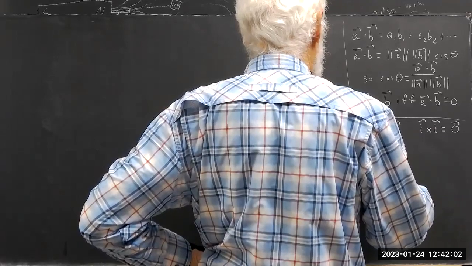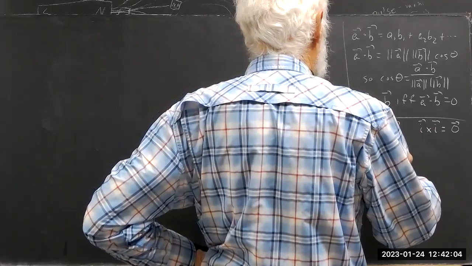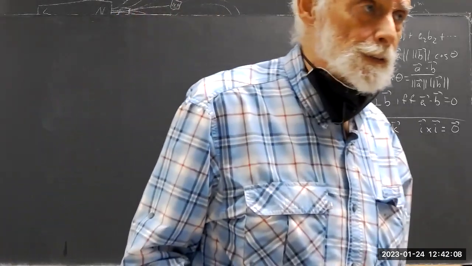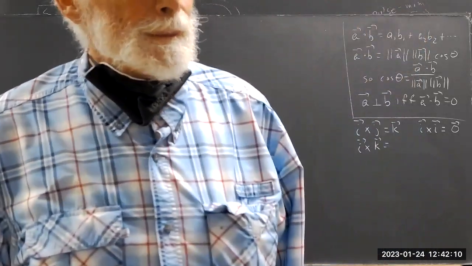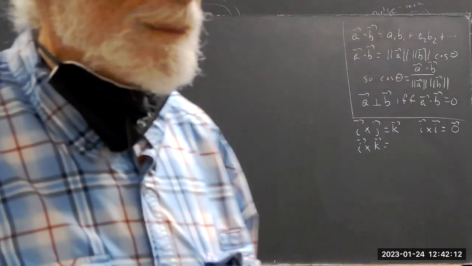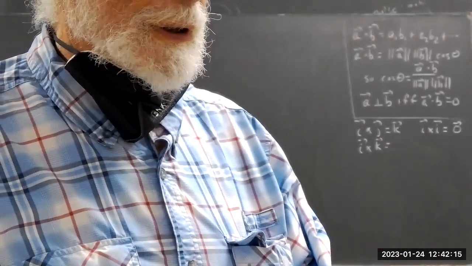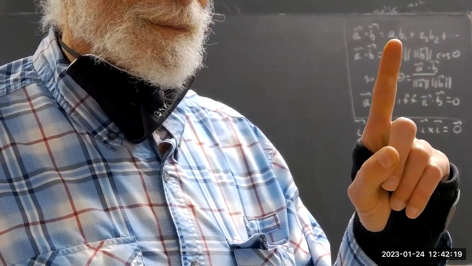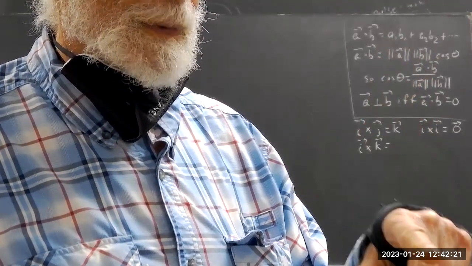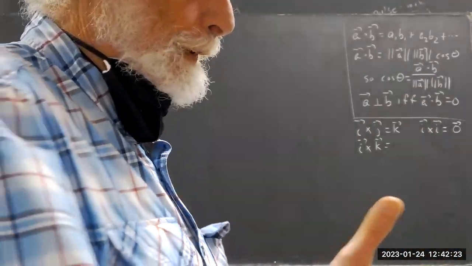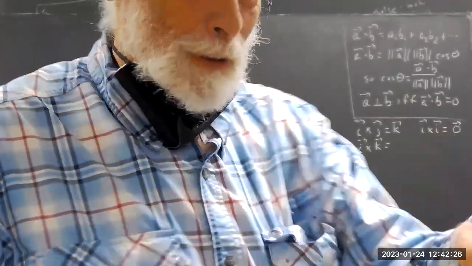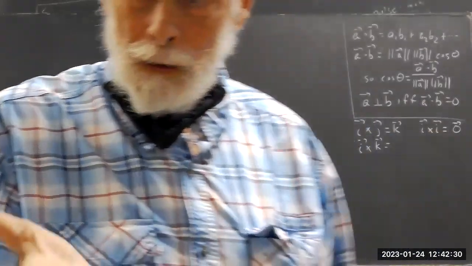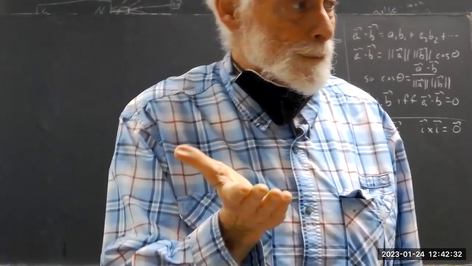Just sticking with I, I cross K. Take your right hand and tell me what the direction of I cross K is. Well, I is that way. And K is this way, right? So some of you are doing negative I because you're putting your fingers in this direction. If I is in that direction, then your fingers have to go in that direction.